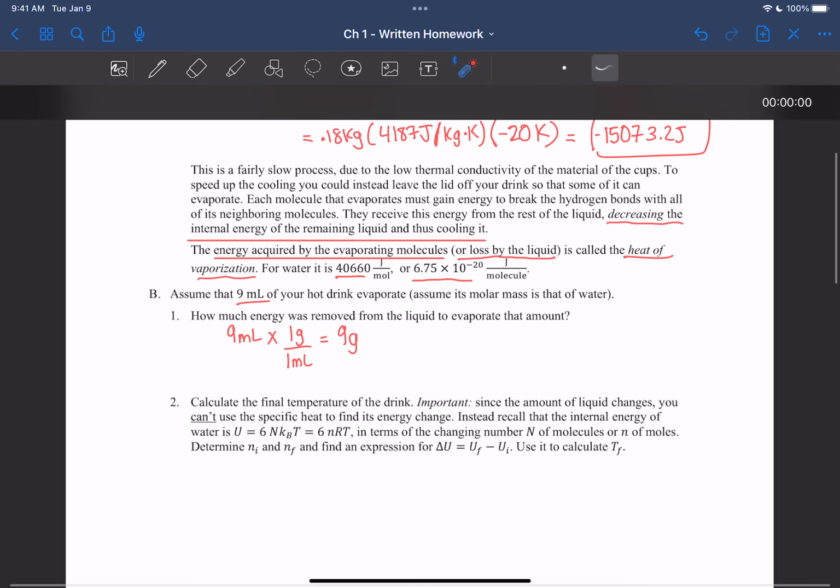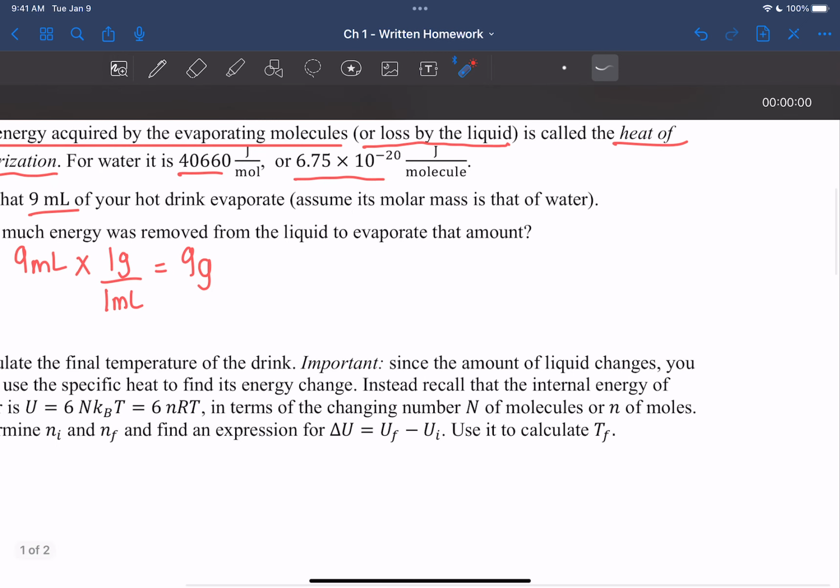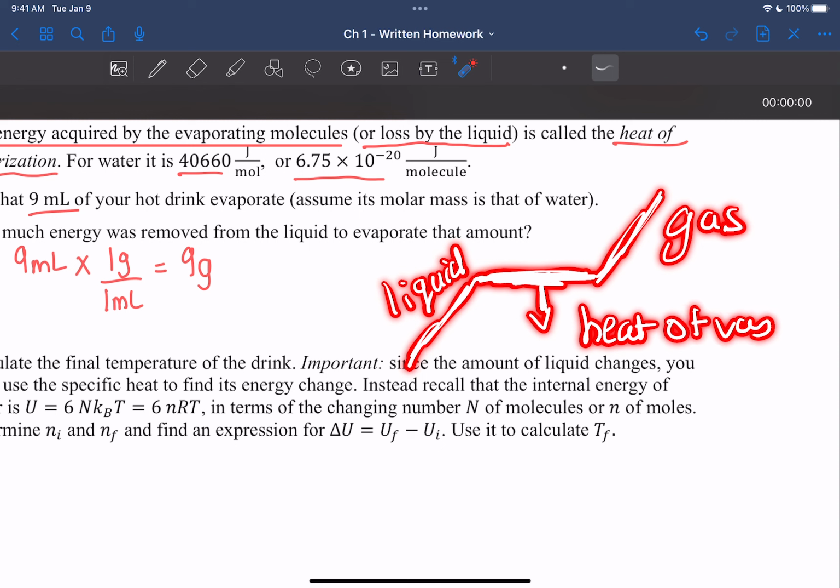So if you remember from Gen Chem, I can't remember exactly what the graph is called. Maybe I just forgot the general name for it. But there's this graph that shows you transitions between states of matter, right? So on that graph, you might have this portion here be your liquid. Here's that transition period. And then this portion here is your gas. This transition period is your heat of vaporization.